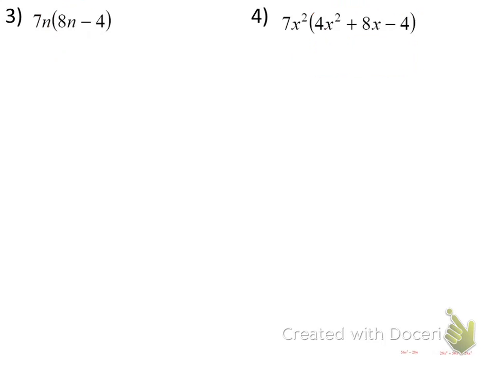I'll start us off on the whiteboards. Students, whiteboard time. Please end your conversations. 7n times 8n is 56n squared. Finish off the prompt. 7n times negative 4. Ready, set, go. 10 seconds. This one, 7n times negative 4 is negative 28n.